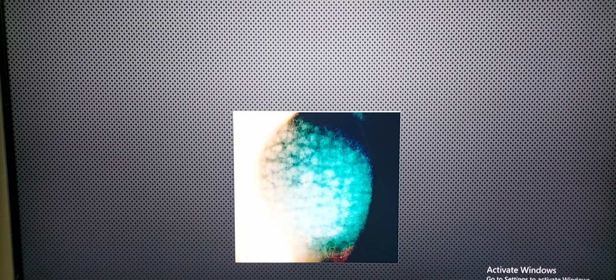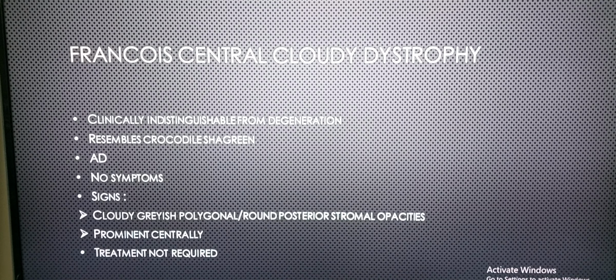We have Francois central cloudy dystrophy. It is clinically indistinguishable from a degeneration, which is crocodile shagreen degeneration. It is inherited in an autosomal dominant pattern. Usually there are no symptoms and it is diagnosed incidentally. The signs are cloudy, grayish, polygonal or round posterior stromal opacities. They are more prominent centrally and treatment is not required.